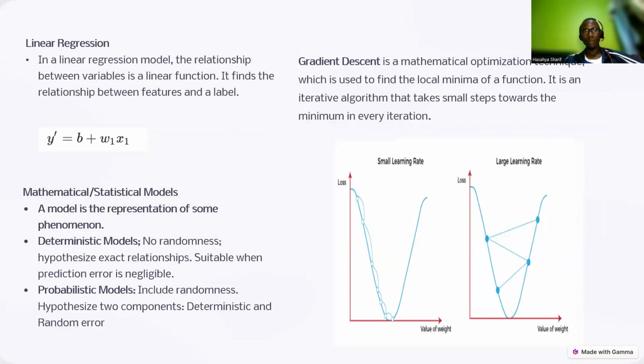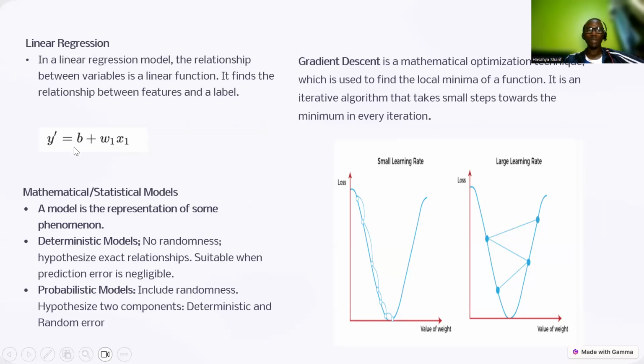And then under supervised learning, we also have linear regression, which describes the relationship between variables in a linear function. It's similar to the mathematical linear function. It finds the relationship between the features and a label. Features are what we are using to train, and a label is what our target value is.